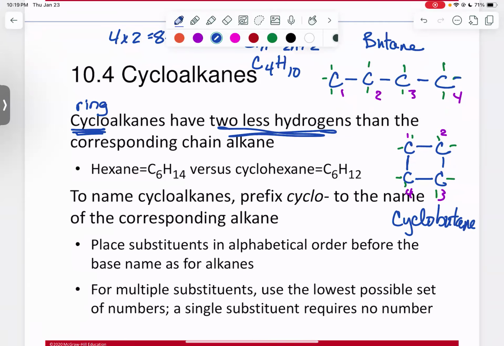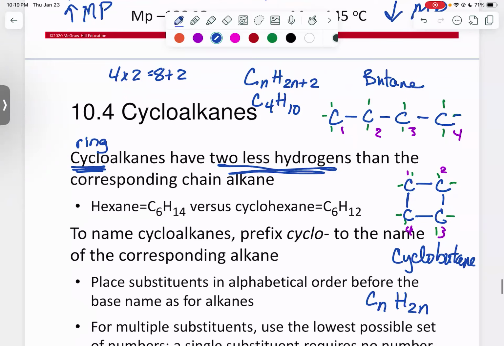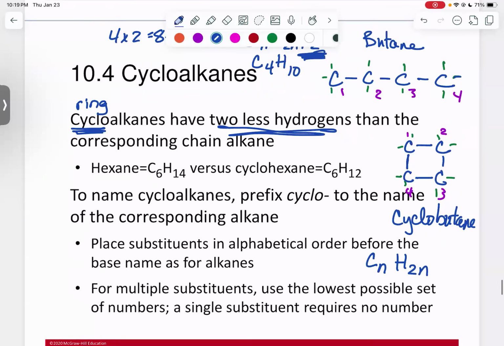Cyclobutane is a little bit different. You're going to have a different formula. This is going to be CnH2n because I've lost these 2 extra hydrogens that were on the ends. So now cyclobutane's formula is C4H8. It's still the same number of carbons, but now it's 2 times 4 is 8 because each of the carbons only has 2 hydrogens attached to it. So it's very, very similar.